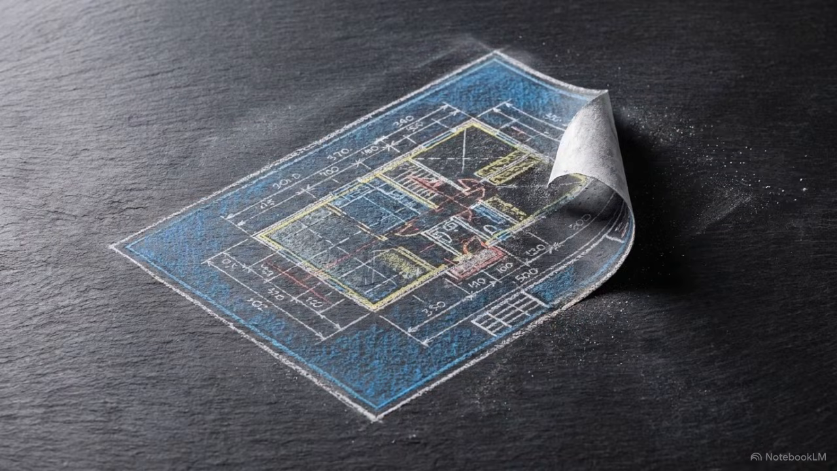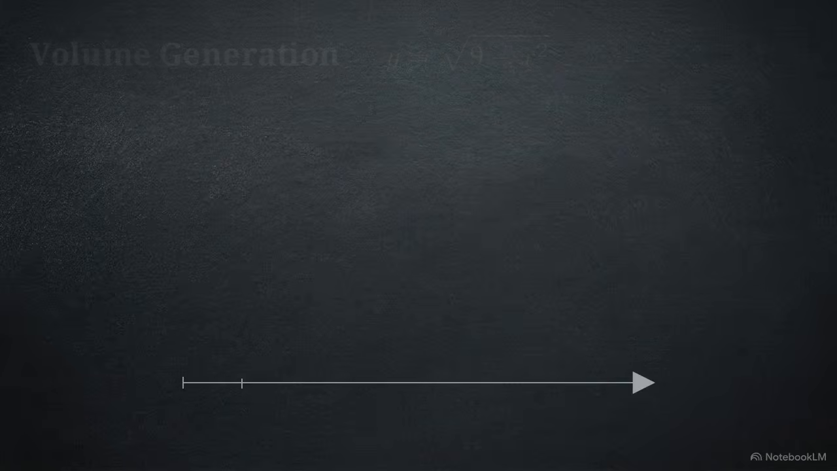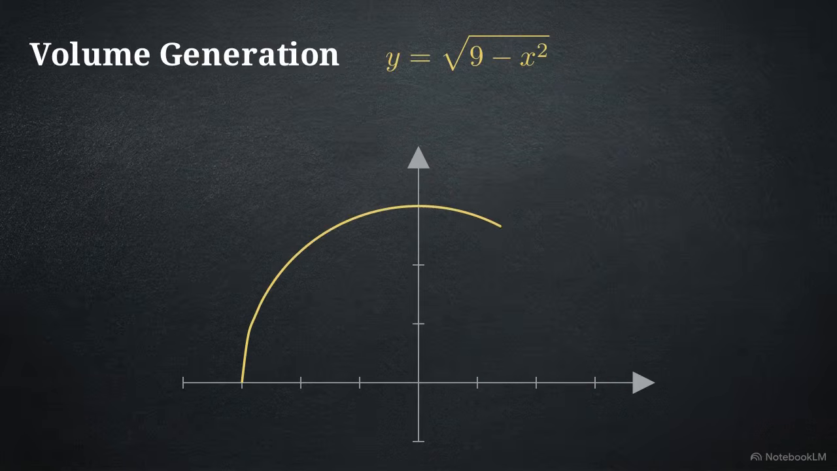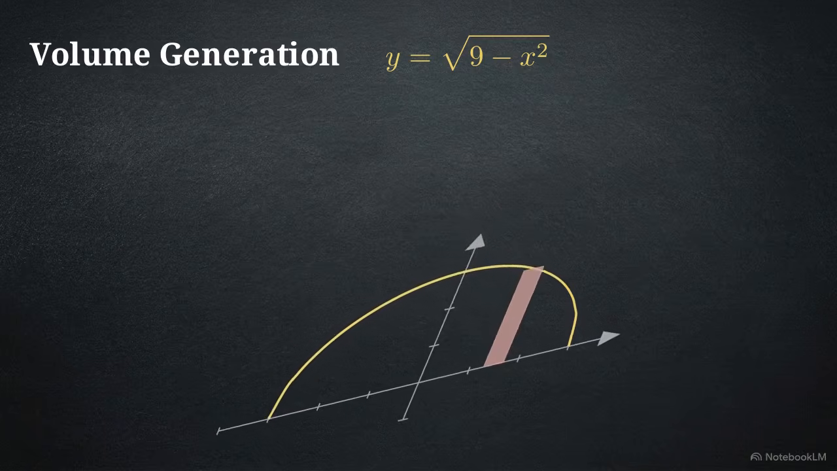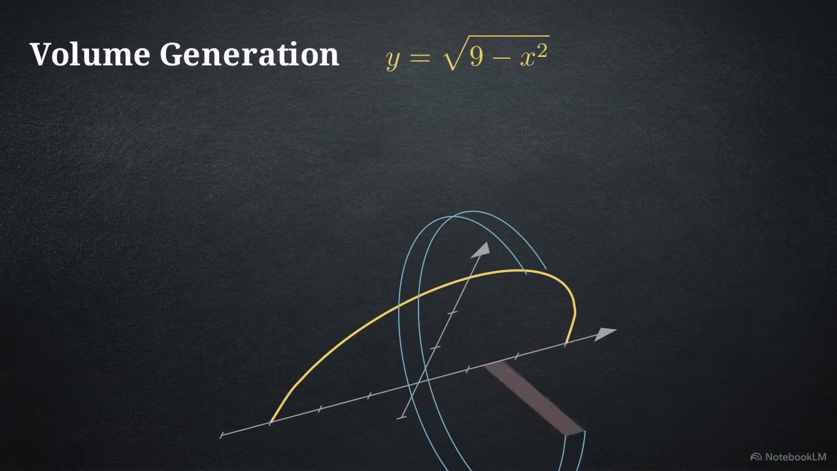In the final stage of our pipeline, we rotate this planar space to generate a solid three-dimensional volume. We return to our initial function, y equals the square root of 9 minus x squared. This equation defines an upper semicircle sitting on the origin. To generate a solid sphere, we take a single slice of area. Rotating it around the axis traces a cylindrical disk.